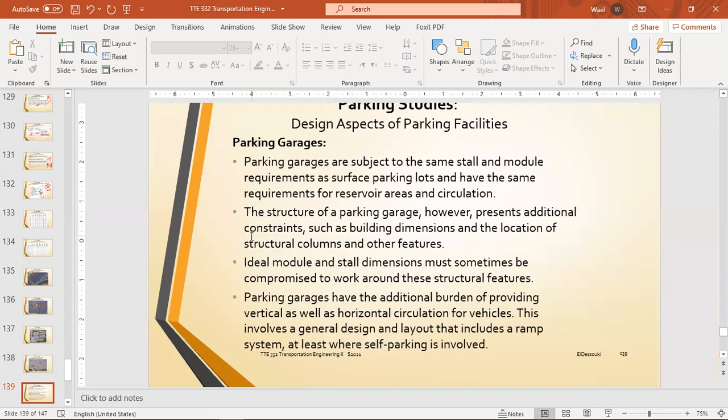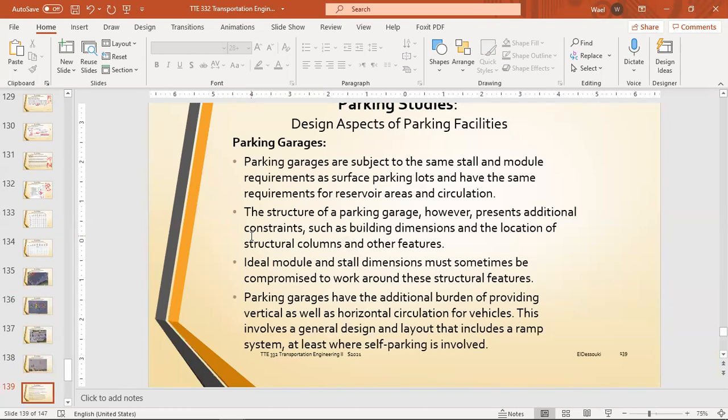Now we are going to talk about parking garages, which are multi-story parking garages. Parking garages are subject to the same stall and module requirements as surface parking lots, and have the same requirements for reservoir areas and circulation. The same that applies to parking lots applies to parking garages. And here it becomes even more critical that each inch must be used efficiently, because we are paying a lot of money for these parking garages.